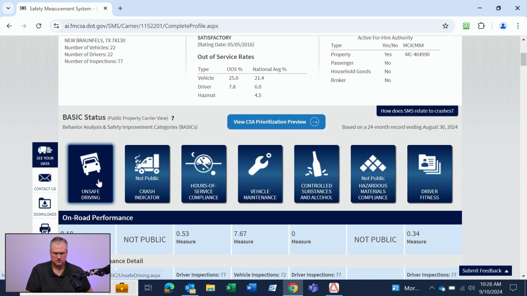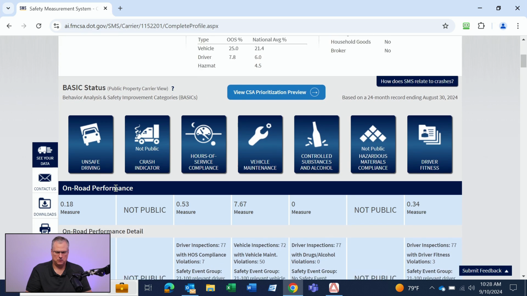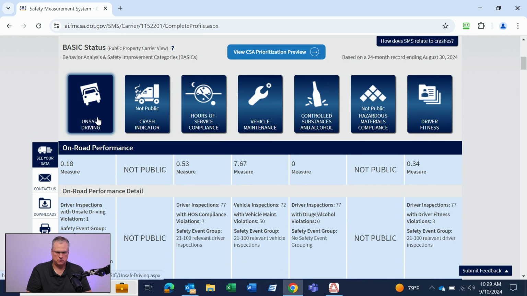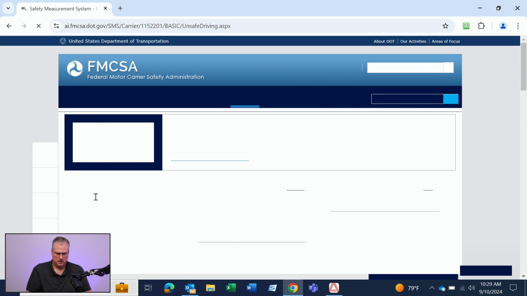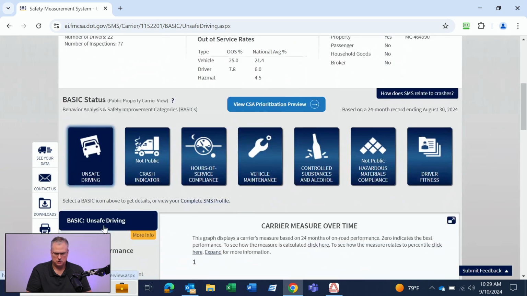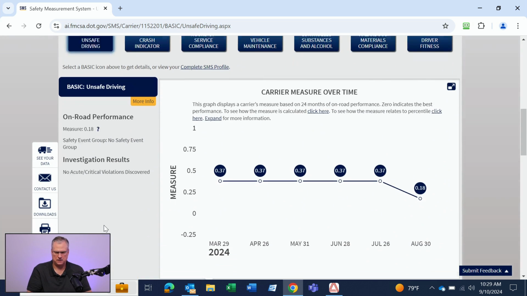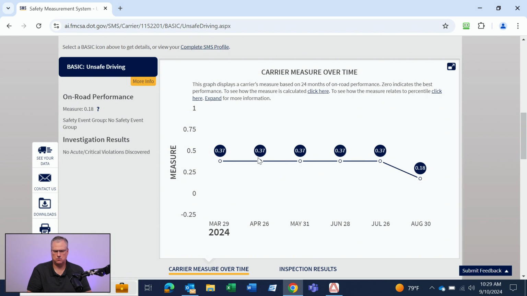Unsafe driving is the first category: crash indicator, hours of service, maintenance, controlled substances, hazardous material compliance, and driver fitness. Each one of these 7 categories is rated through DOT inspection. So let's start with unsafe driving. And once that loads, you're actually going to see a graph here that is going to give you results and how your score is trending.